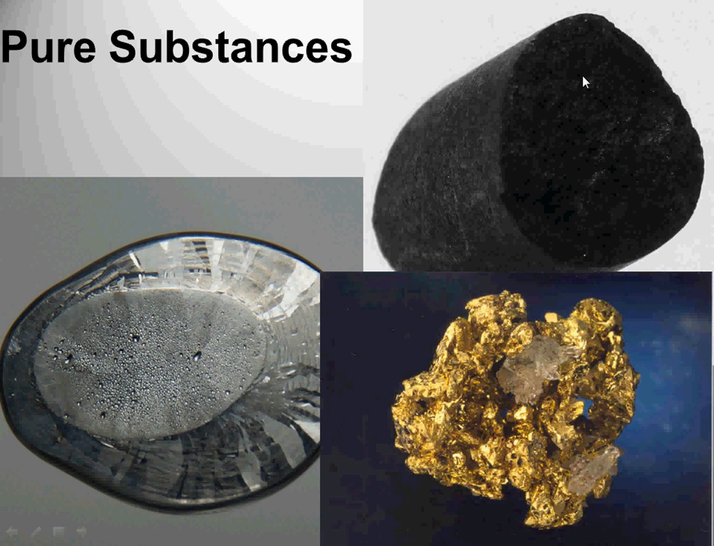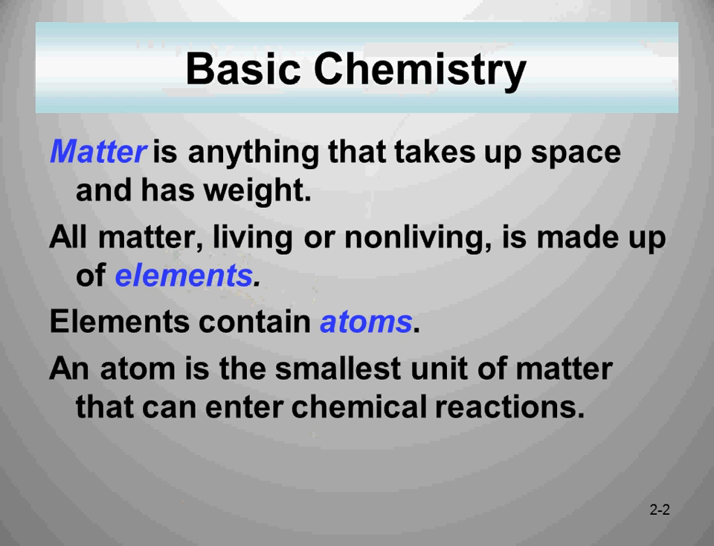This is a picture of three pure substances. This one is lead. This top right hand corner is graphite, which is carbon. And this bottom right hand corner is gold. All of these pieces of pure substance can be broken down into the most basic part. The most basic part that an element can consist of is an atom.